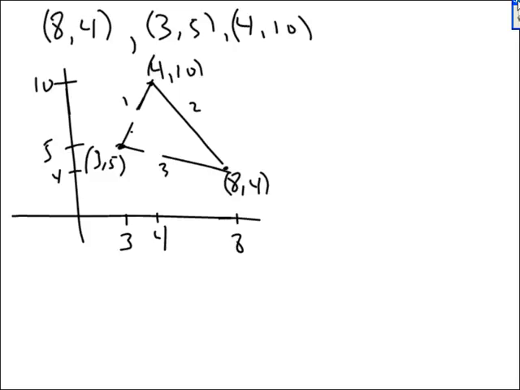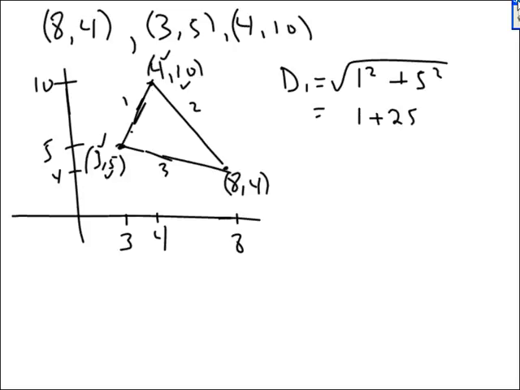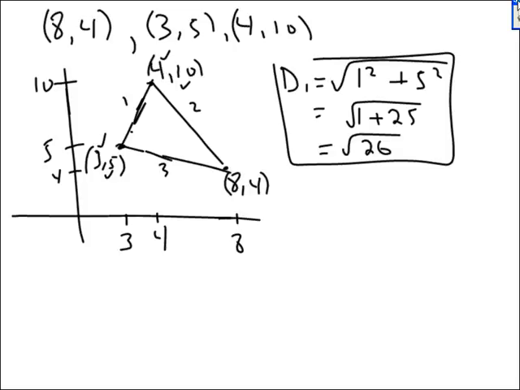Okay, let us find distance 1. Call it D1. Well, from 3 to 4, the change is 1. Square it. The change in x is 1. From 5 to 10, the change is 5. Square it. So you get 1 plus 25. You get the square root of 26. We now have D1. It is the square root of 26.